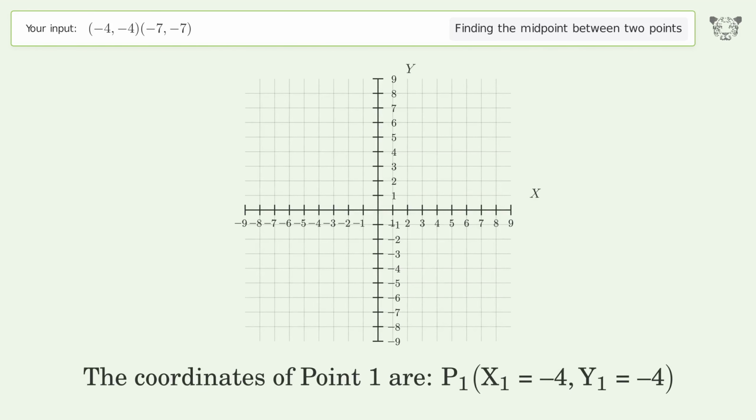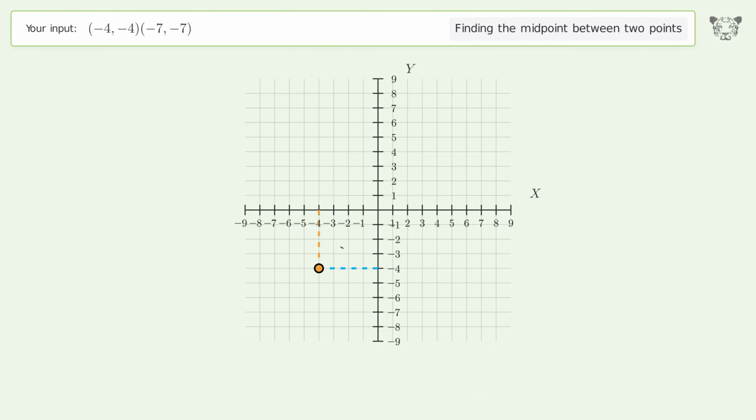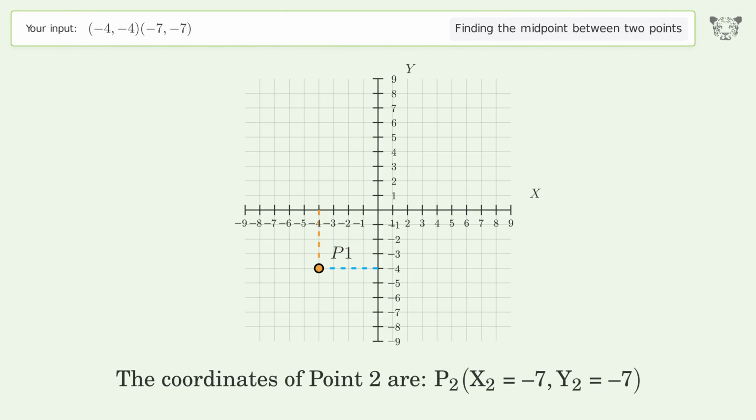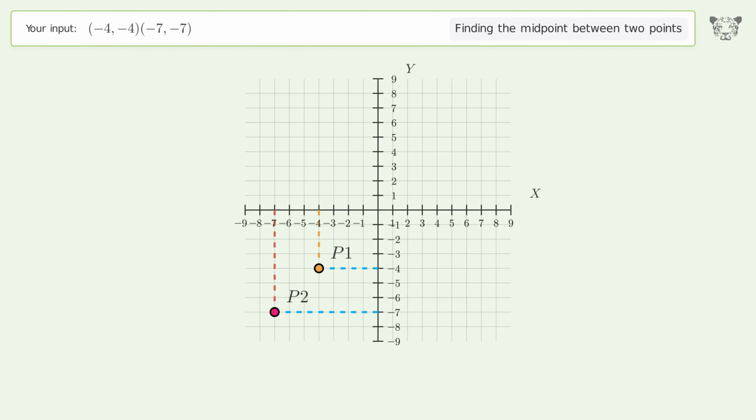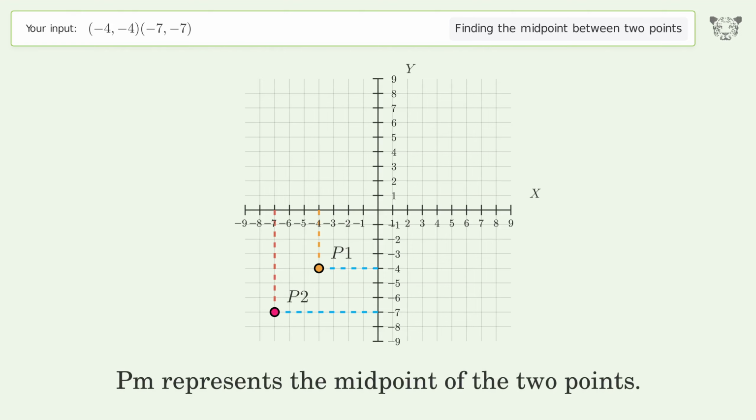The coordinates of point 1 are x1 equals -4, y1 equals -4. The coordinates of point 2 are x2 equals -7, y2 equals -7. PM represents the midpoint of the two points.